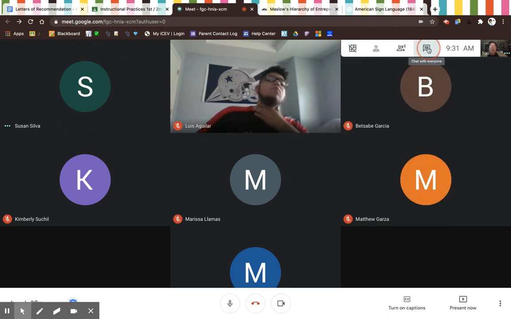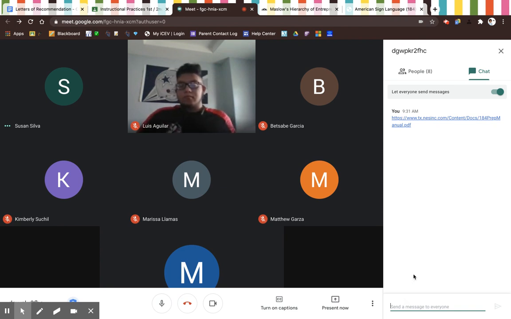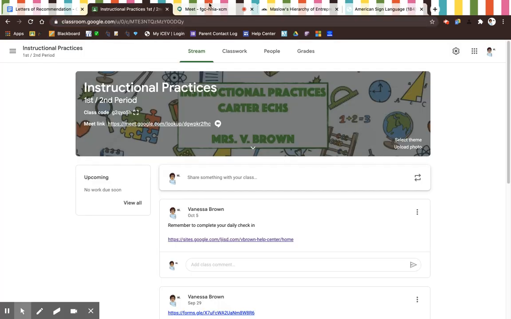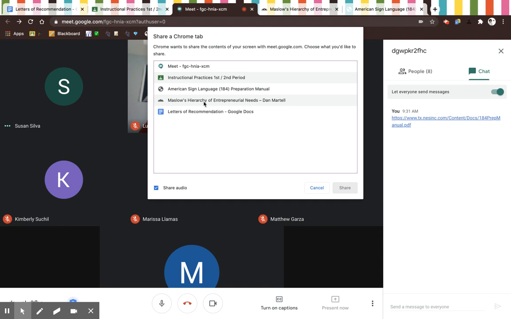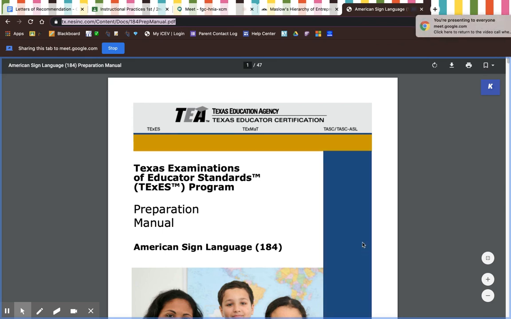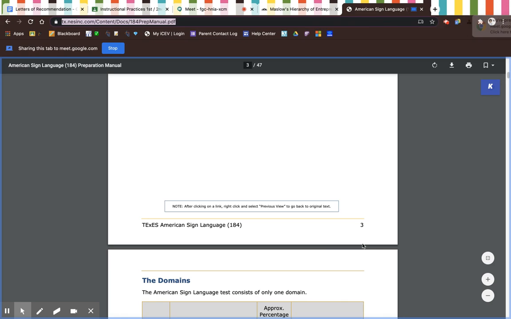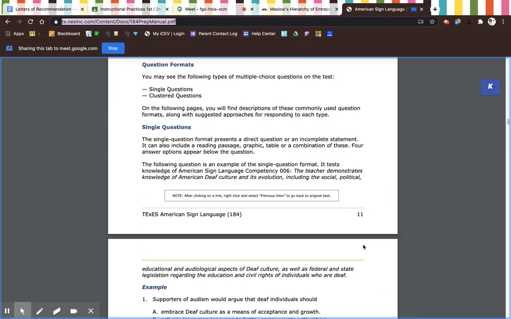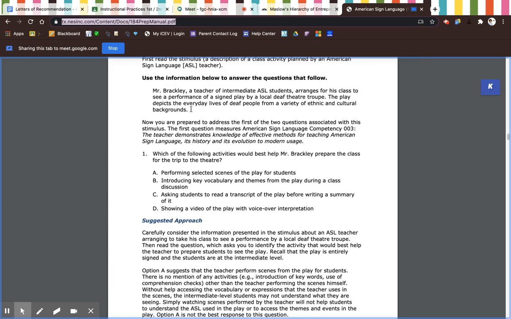Right. And so, okay, the state of Texas, I'm putting it in the chat. The state of Texas actually allows you to be trained to be a sign language instructor. Let me share this with you really quick. They have a prep manual that they put out for the exam. And what they're testing you is, can you sign? Can you, you know, teach sign? And so, here's one of the questions.